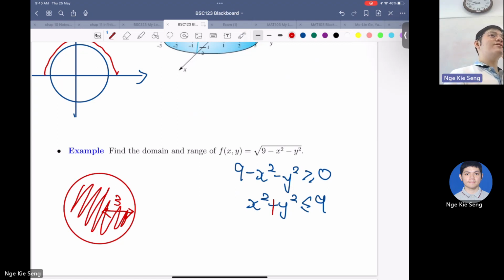Now no more of this DVD player, huh? Did you guys see this before? No? Okay, hopefully. I think the next generation will never see it, right?